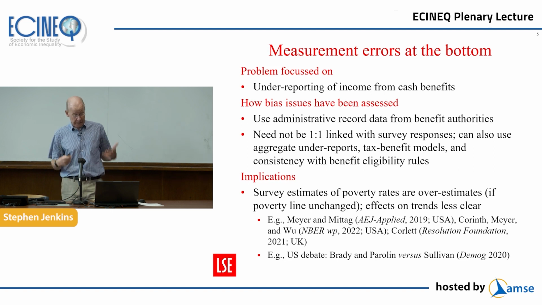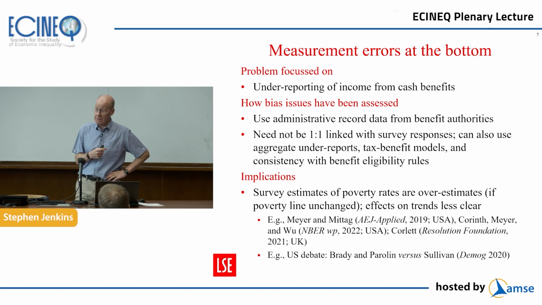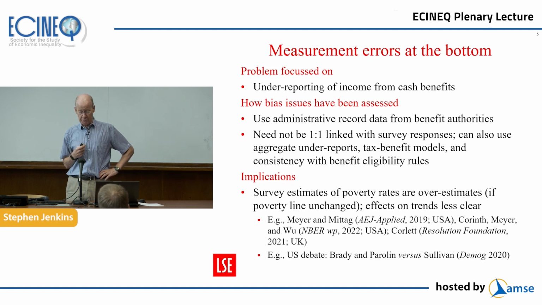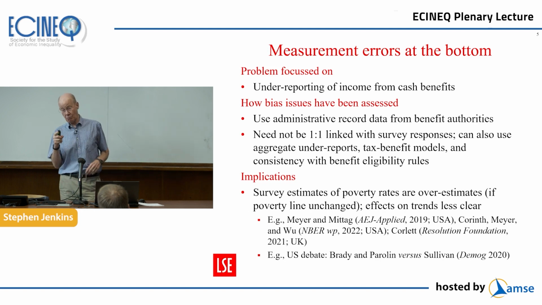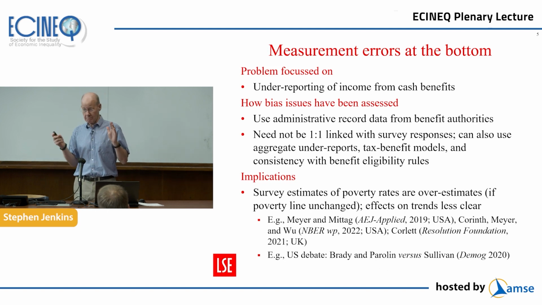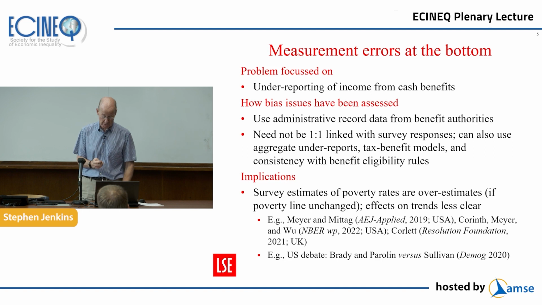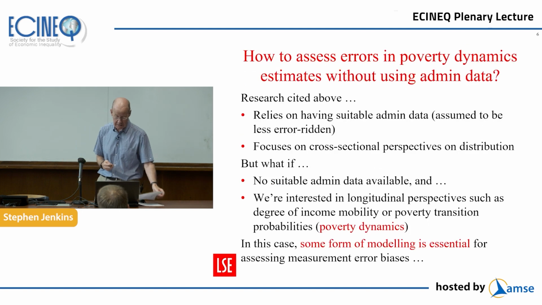And that is they all come out with the bit about survey rate estimates of poverty rates being overestimated. Now, I should say that this is not without controversy. If you want to know something about the controversy, and again, coming back to this theme of measurement error being important, go to Demography in 2020 and read the interchanges between Sullivan on the one hand, Sullivan's a mate of Bruce Meyer's, and Brady and Parolin about what's going on at the bottom. I won't go into that contentious debate here.